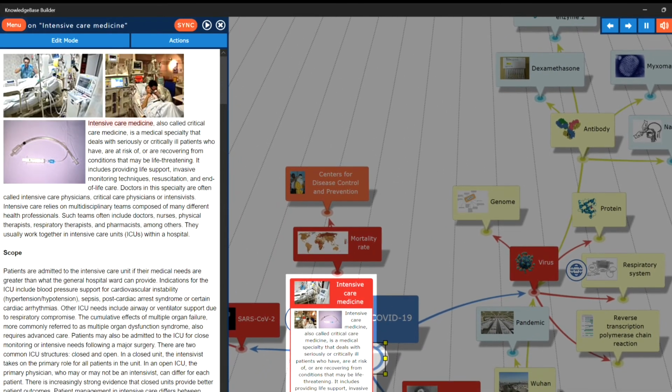Intensive care medicine. Intensive care medicine, also called critical care medicine, is a medical specialty that deals with seriously or critically ill patients who have, are at risk of, or are recovering from conditions that may be life-threatening. It includes providing life support, invasive monitoring techniques, resuscitation, and end-of-life care.